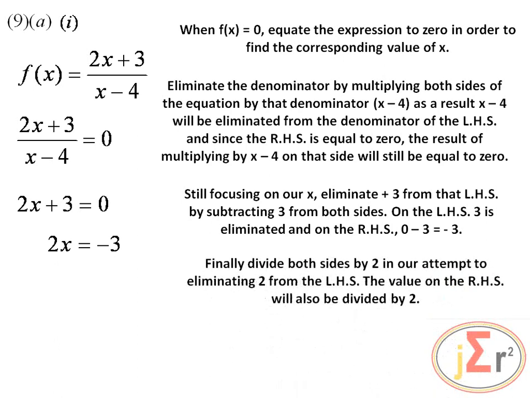Finally, divide both sides by 2 in our attempt to eliminate 2 from the left hand side. So eliminate 2 from the left hand side by dividing 2 by 2 on the left hand side. But we need to also divide by 2 on the right hand side. The value on the left hand side will just be x. X will be left on that side, and on the right hand side we have negative 3 divided by 2, which is equal to negative 3 over 2.